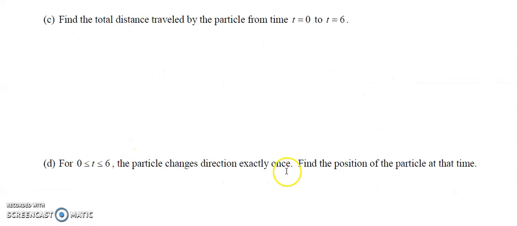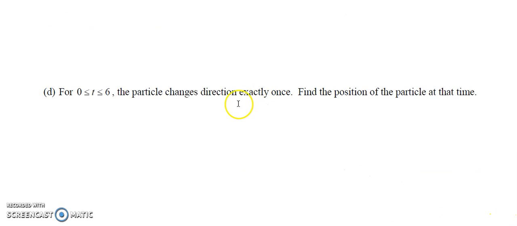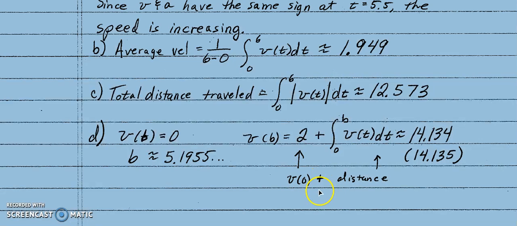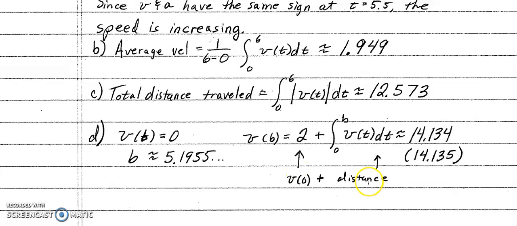Okay, find the position at that time. So where does it change? So where's the velocity equal to 0? We get 5.1, blah, blah, blah. Turns out it does change, the sign changes. So initial condition plus the change in position, 0 to that B value. Just type that in. That's all.